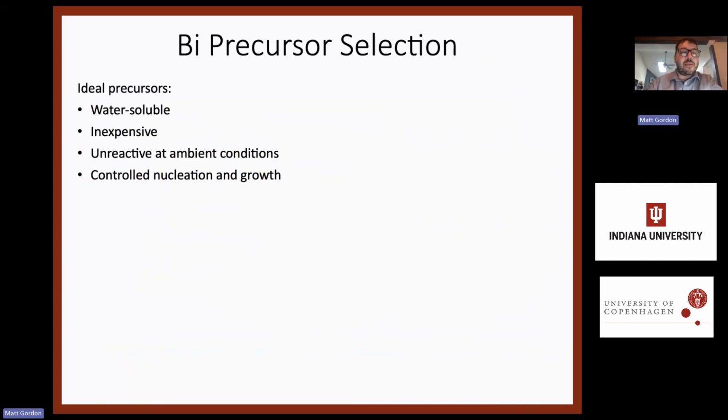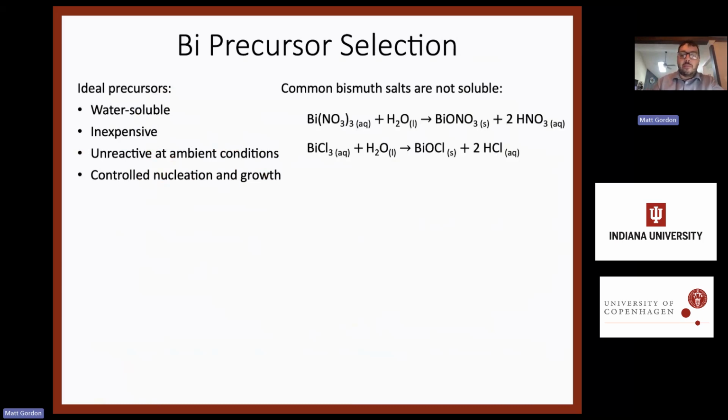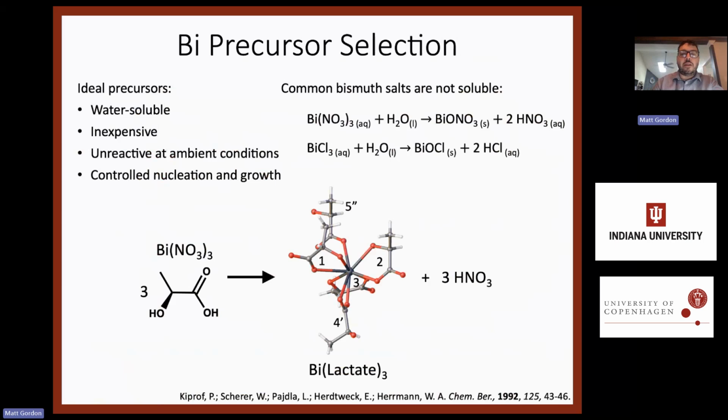And so to be able to come up with these controlled morphologies, we wanted to rethink what our precursors were. Thinking about our bismuth source, we want this to ideally be something that is water soluble, relatively inexpensive, and unreactive in ambient conditions to allow for that controlled nucleation and growth. Unfortunately, however, common bismuth salts are not soluble. If you take something like bismuth nitrate or bismuth trichloride, immediately they hydrolyze in water to form these solid precipitates, bismuth oxychloride, again with poor morphology control.